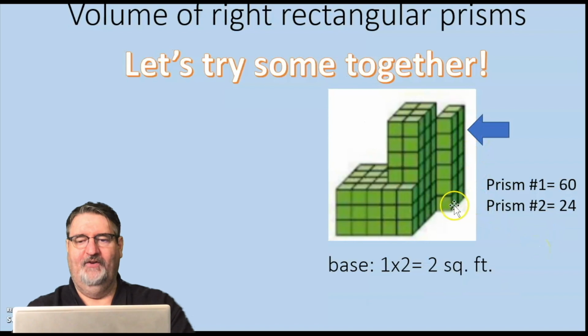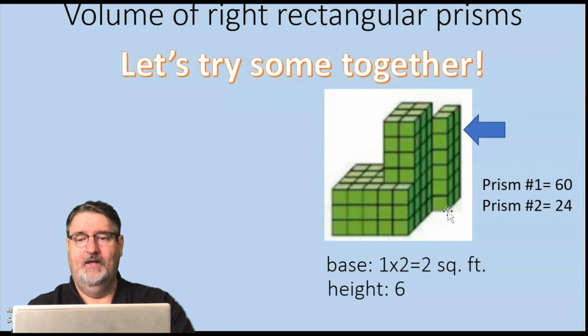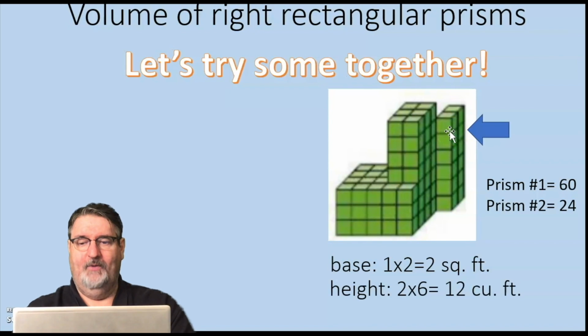It's this one over here on the right. And this base down here, we can see that there's only 1 on this side, 2 on this side. 1 times 2 is 2 square feet. And when we see that the height is 6, we can now multiply it as 2 for the base times 6 for the height equals 12 cubic feet.